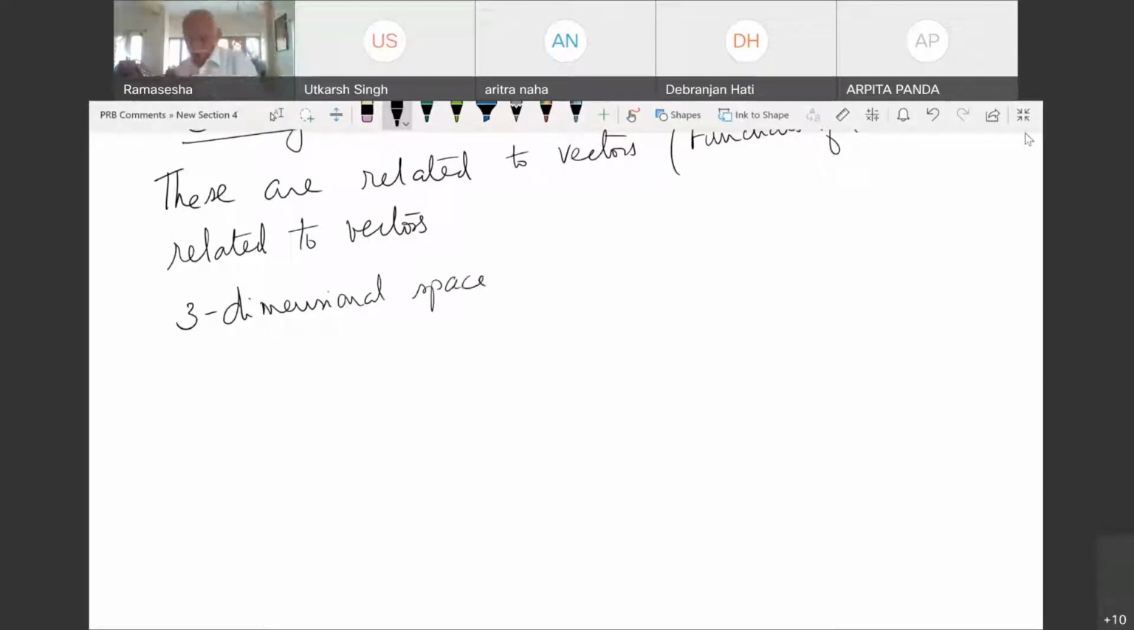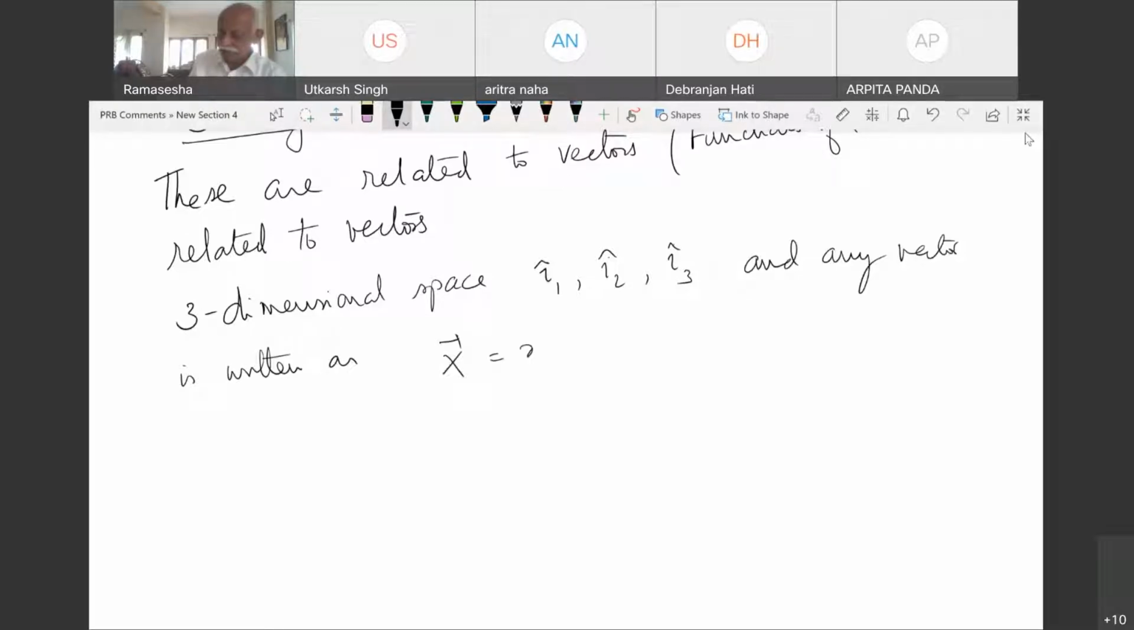What happens in three-dimensional space is you have the vectors I1, I2, I3, and any vector x is written as x equal to x1 I1 plus x2 I2 plus x3 I3. So this is something that we have done all along. Okay, so now I can actually represent it graphically.